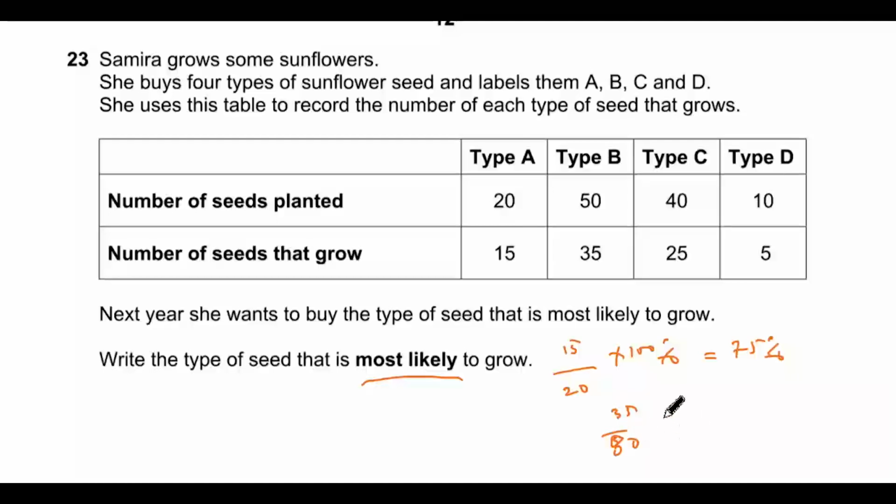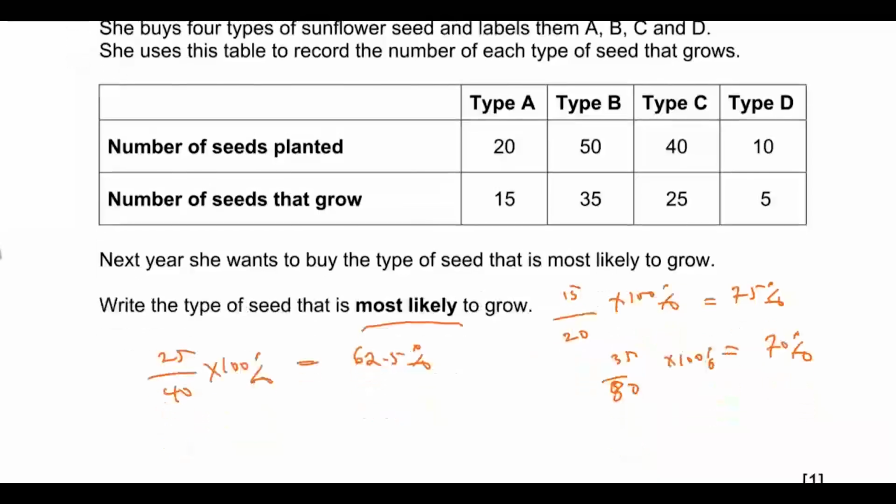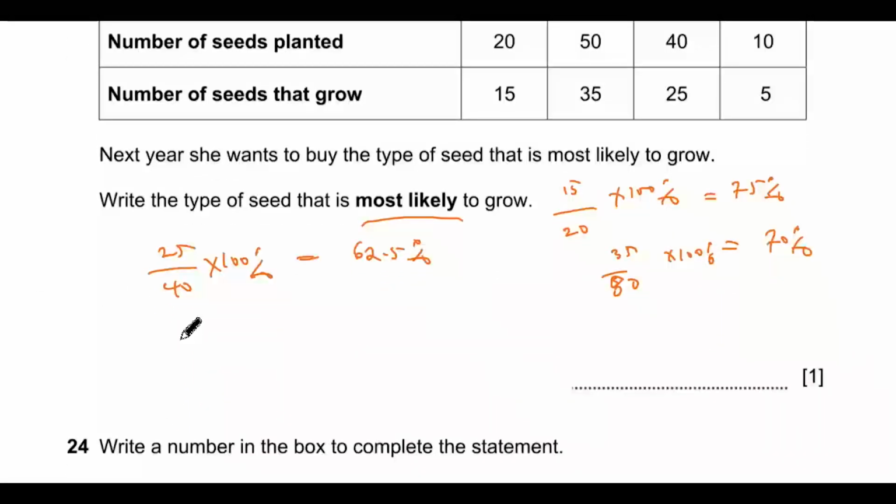35 over 50 times 100%. So this will give you, I think, 70%. So for the third one, you should do 25 out of 40 multiplied by 100%. So this should give you 62.5%. And for type D, you should do 5 over 10 times 100%. Of course, that is a half, that is 50%. So you can see that type A is the best option. So we put A here.